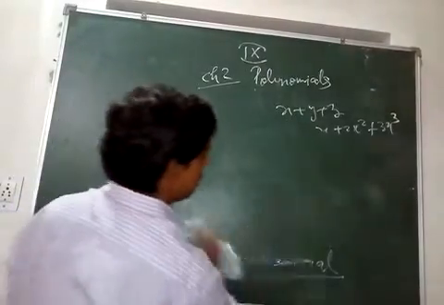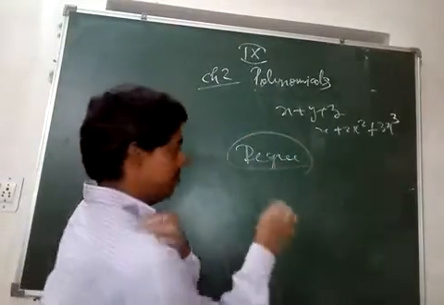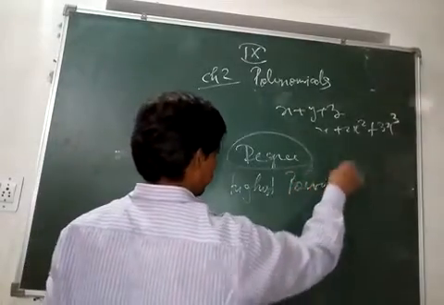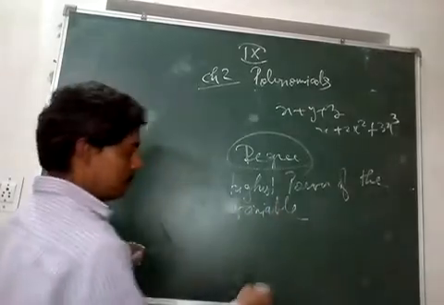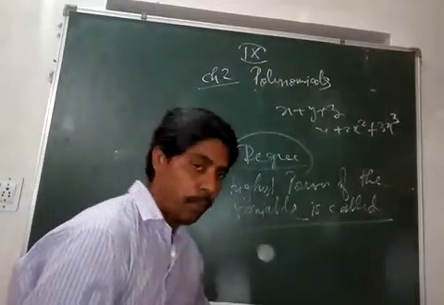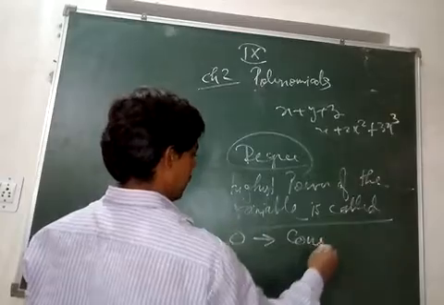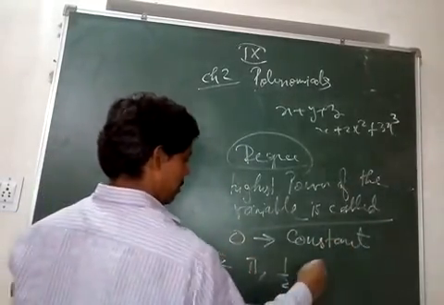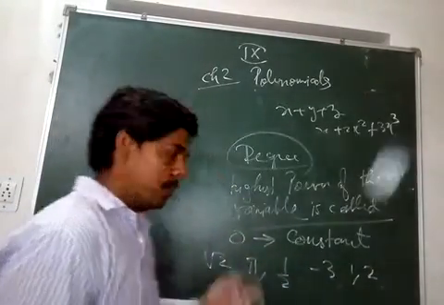And then you have degree. The highest power of the variable is called the degree of the polynomial. So if the degree is 0, you will call it constant. Like all numbers such as root 2, pi, half, -3, 1, 2, these are called constant polynomials because there is no variable, so its power is 0.